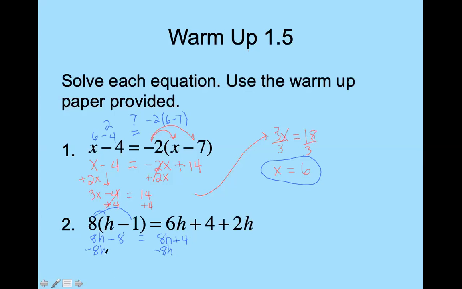Now, some of you missed this on the quiz, so be sure you don't miss it on the test. If 8h cancels here and 8h cancels here, look to see what you're left with. Some people were writing down that they had a variable left at this point, but you don't. You now have -8 equals 4. Since that is not true, this is one where we have no solution. All right, let's go ahead to our next slide.